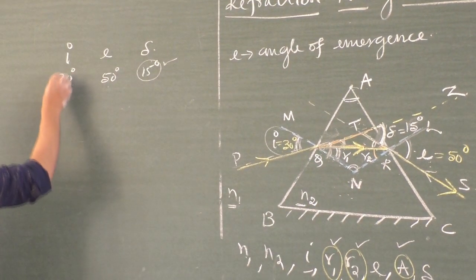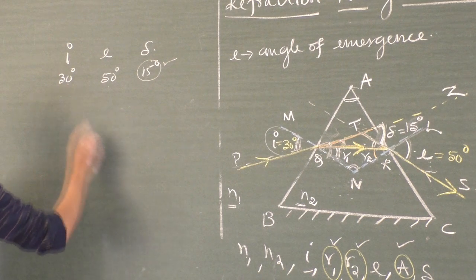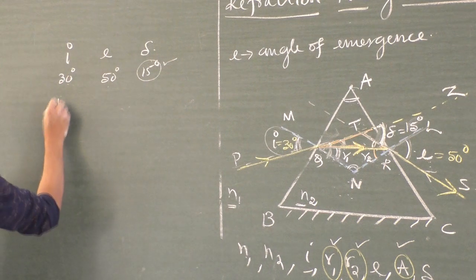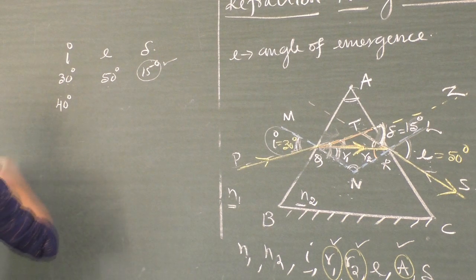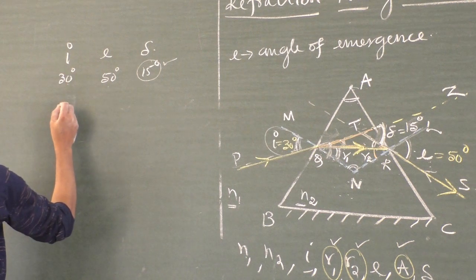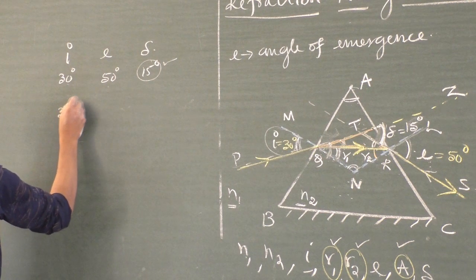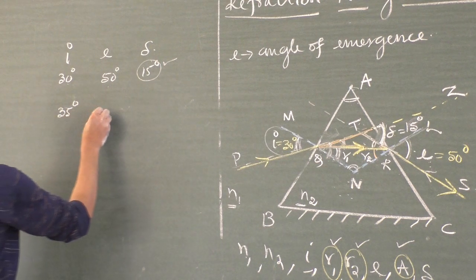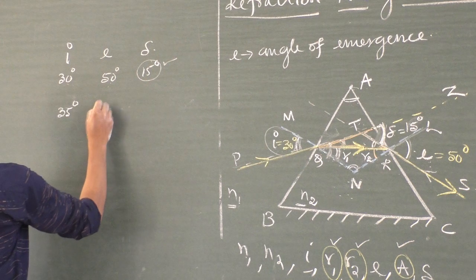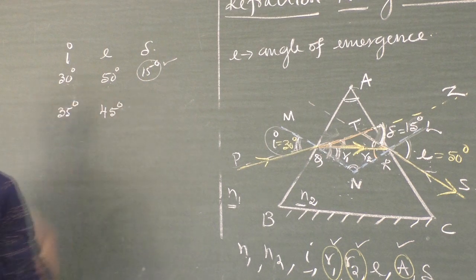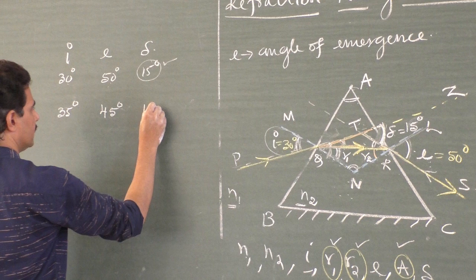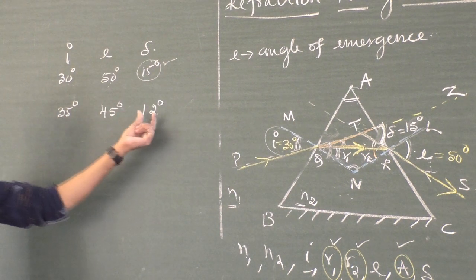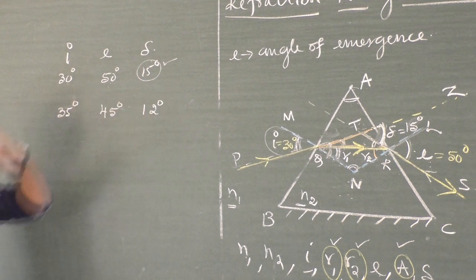Okay, now I will increase the angle of incidence. You know what happens when you increase the angle of incidence? Angle of deviation goes on decreasing. Say I go for 40 degrees or 35 degrees. I'll go for 35 degrees. Now let us say this decreases. Say this is 45. Let the angle of deviation be some 12 degrees. Okay? As the angle of incidence is increased, angle of deviation decreases. Just now I have told.